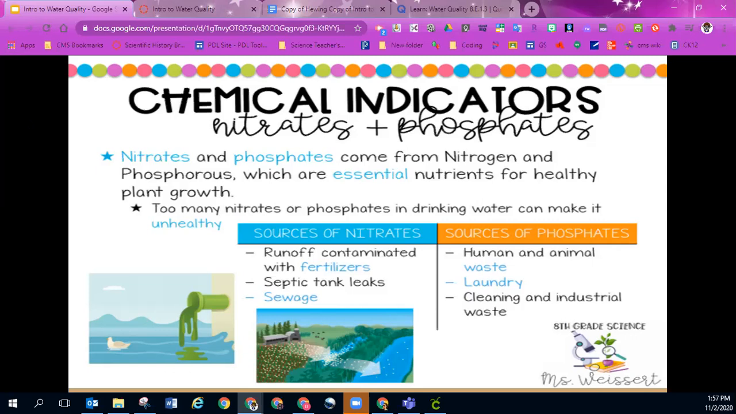A lot of times what happens is just like that fertilizer that helps your vegetables and your plants grow, they also help a lot of the algae grow.